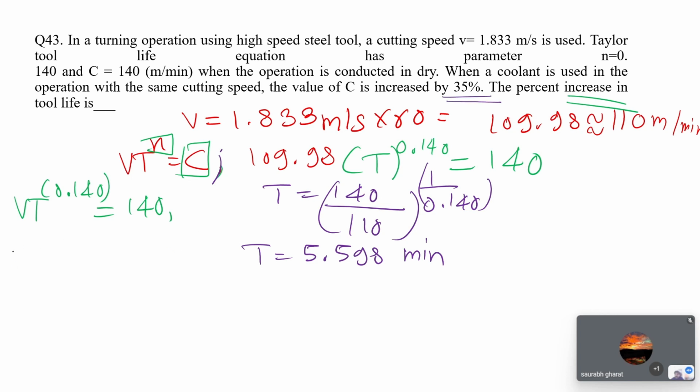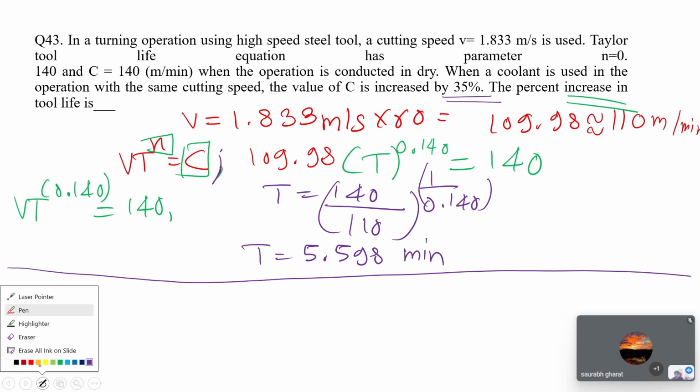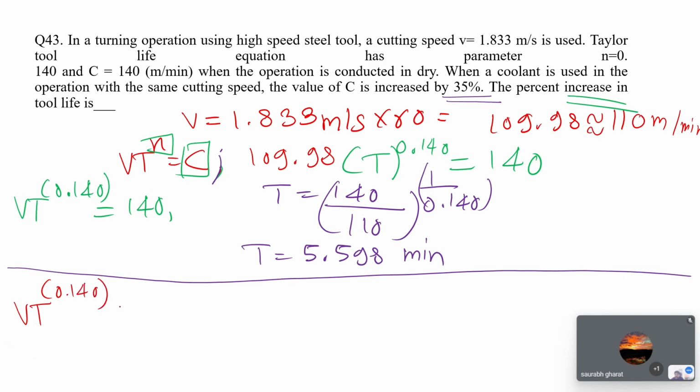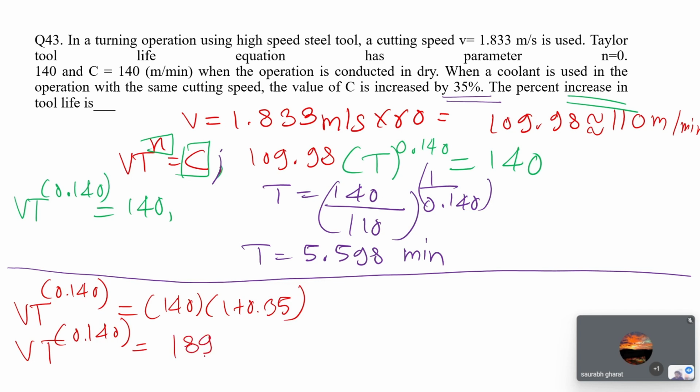And next, what they are asking is if your C has a 35% increase. So right now what we will see is that V T raised to 0.140 into C is 140 into 1 plus 0.35. So your V T raised to 0.140 becomes 189.